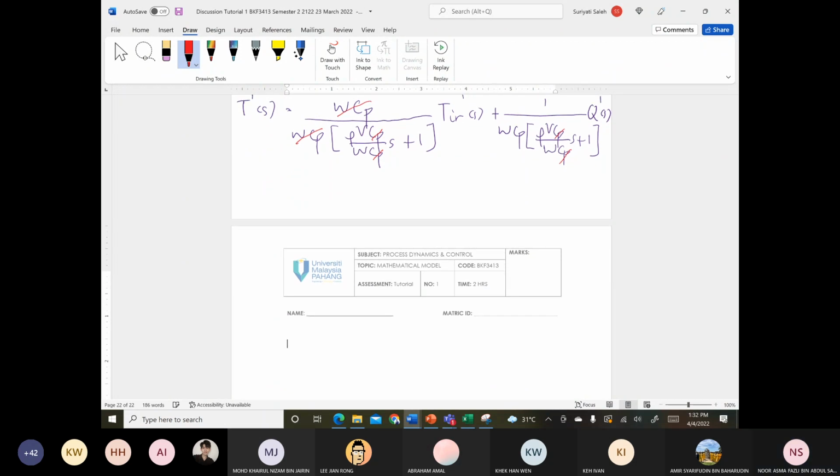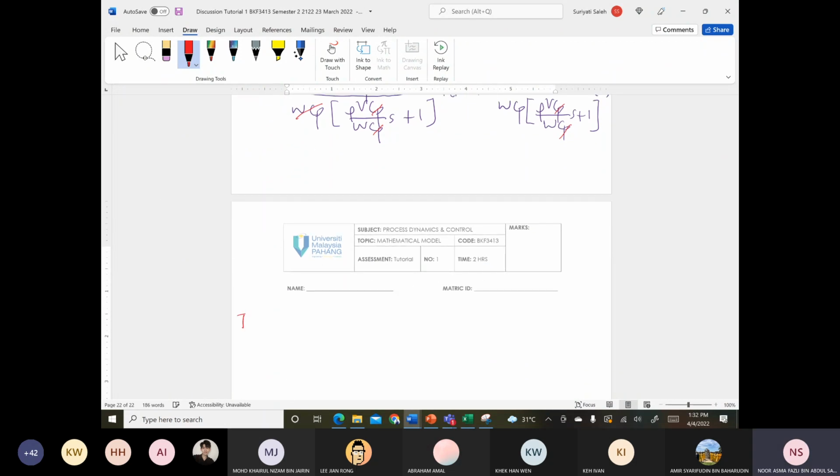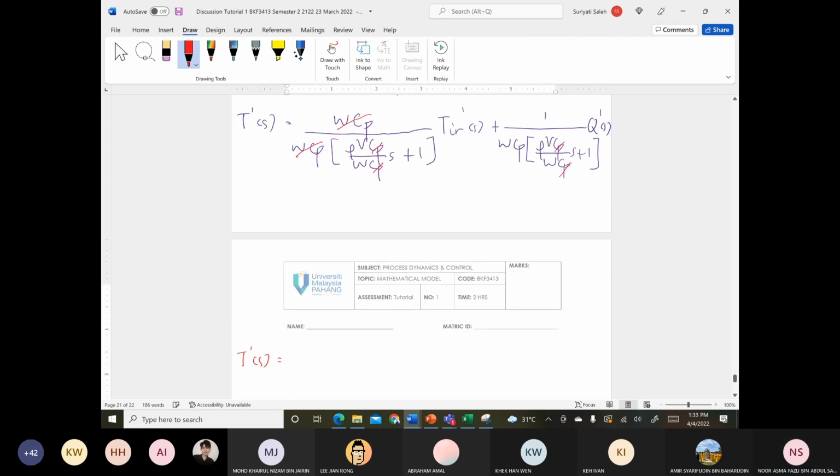So this contributes to the following form: 1 over rho V over W S plus 1 T in prime S, plus 1 over WCP, rho V over W S plus 1 Q prime S. Alright.